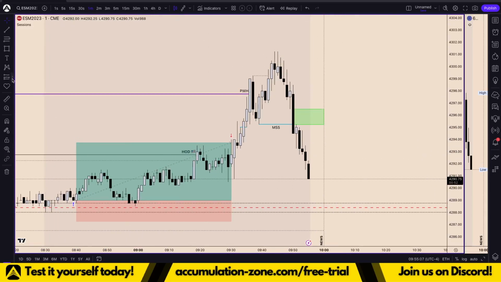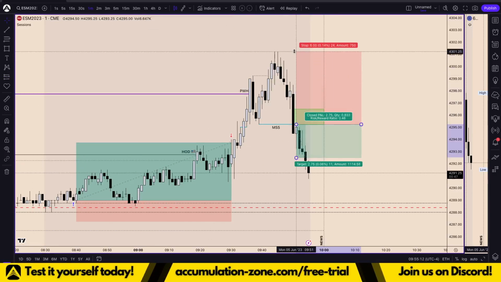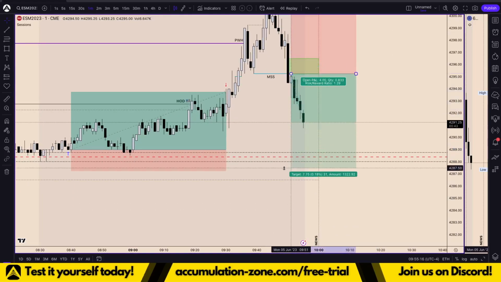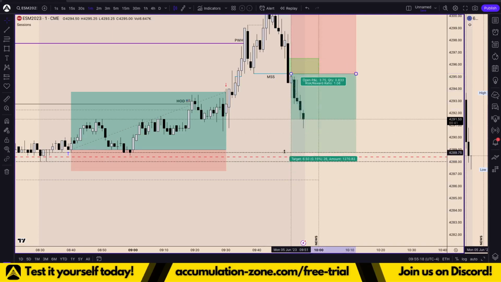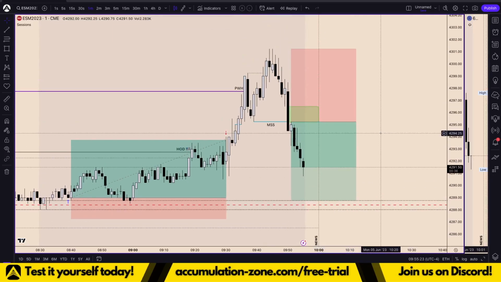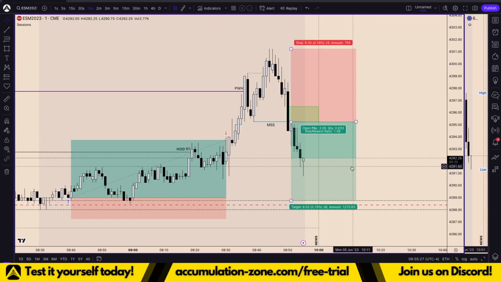Also a market structure shift entry right here wouldn't have made a lot of sense. Your stop loss would be pretty big, even though 6 handles isn't the worst. But a simple 1-to-1 would have brought you down to the new week opening gap. You can do that, not really my type of setup. Let's see.